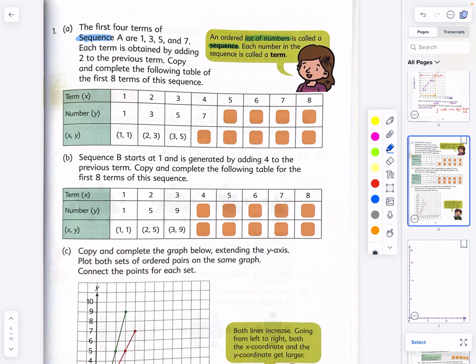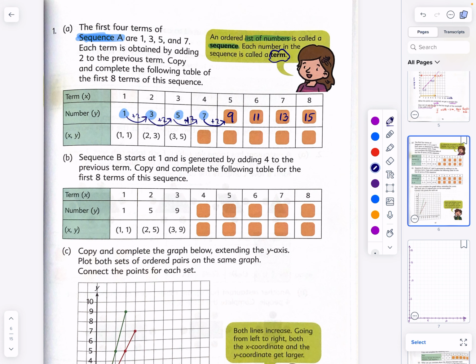And we are given 4 terms of a sequence. We have 1, 3, 5, 7. Each term is obtained by adding 2 to the previous term. 5 plus 2 generates the next term, and so on, plus 2. And of course, we can say 1, 3, 5, 7, 9, 11, 13, and 15 are the next terms in a sequence. These are the terms, the members. The list of the sequence is made up of terms. Now, let's come up.